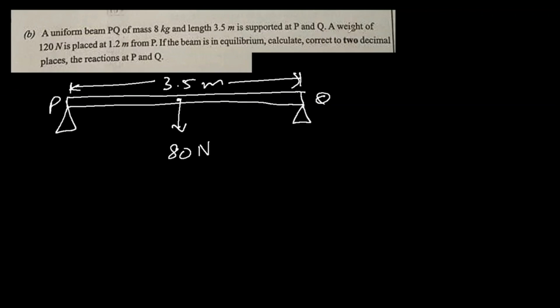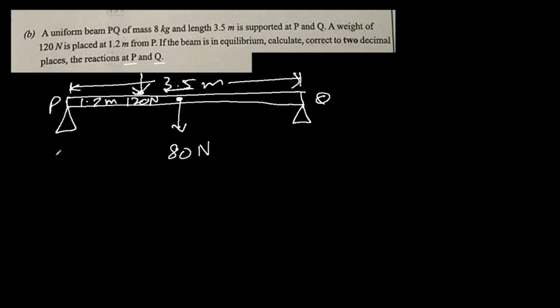Alright. A weight of 120 Newton is placed at 1.2 meters from P. So this is P and 1.2 meters. Let's say here is a weight of 120 newtons. The center of this beam will be at 1.75 meters, half of this. So 1.2 meters will be here. Okay. The beam is in equilibrium. Calculate correct to two decimal places the reaction at P and Q.